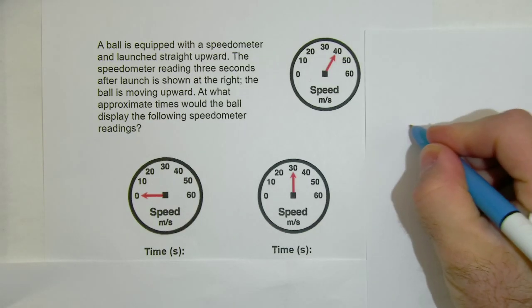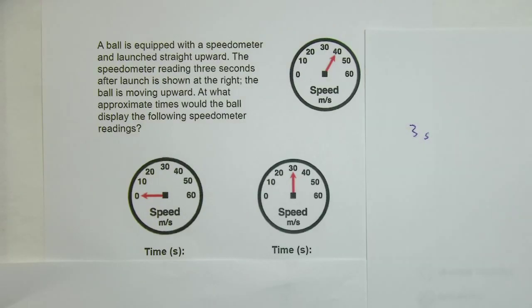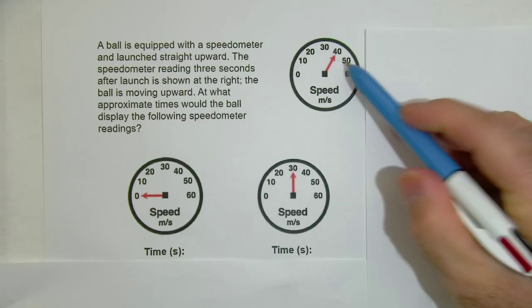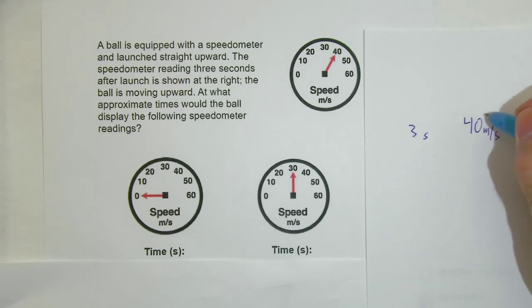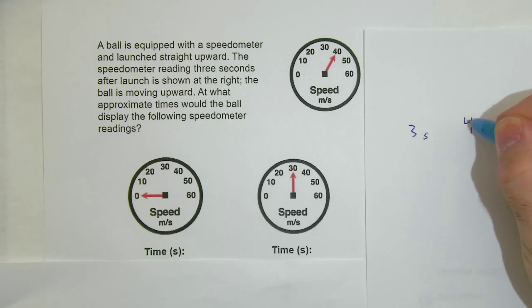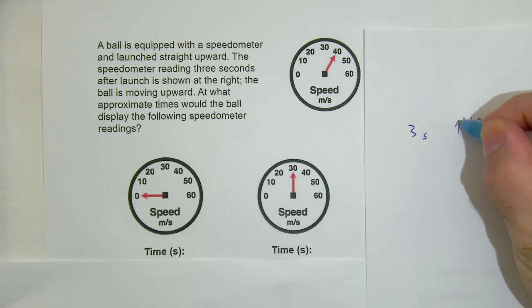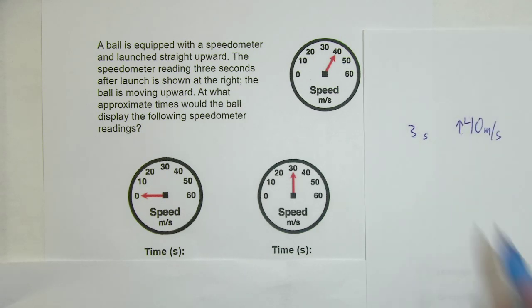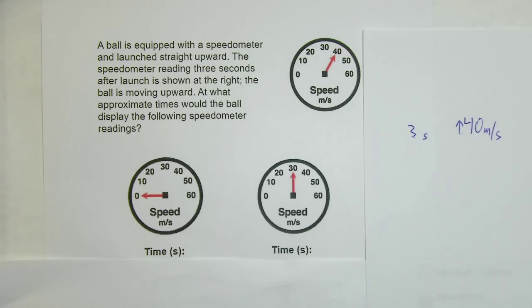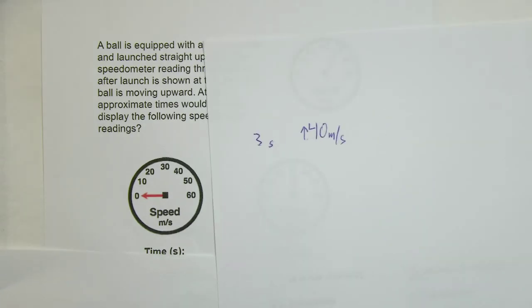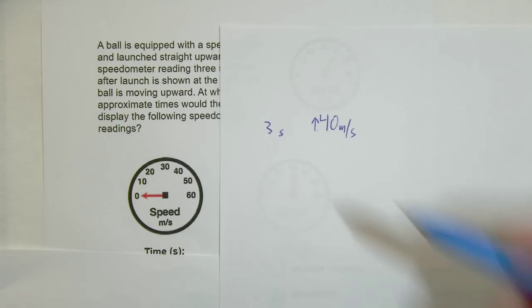And so what I recommend doing is to start writing some stuff down. And what it tells you is at 3 seconds, it says it's at 40 meters per second, and it tells us that it's moving upward at that time. So I tend to think of upward on the left and downward on the right. I don't know that there's any good reason for that, but I just draw an arrow there to say it's going upward at 3 seconds. From this information, we can create an entire table here.